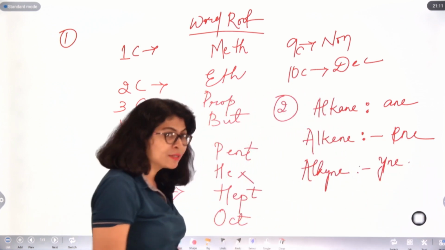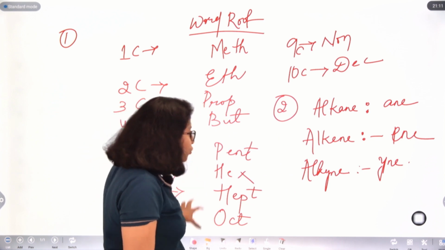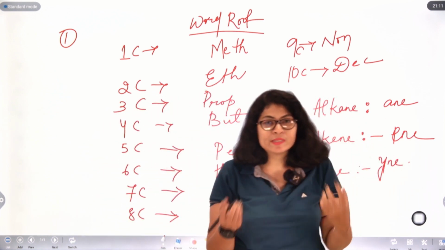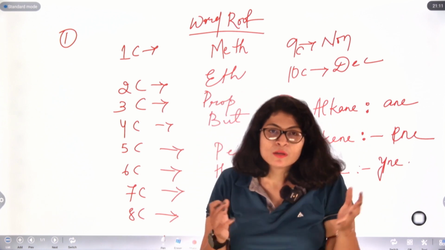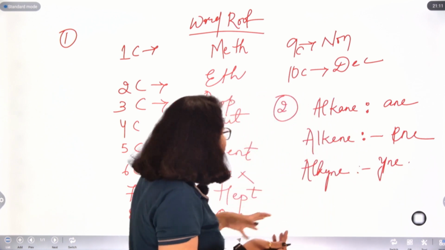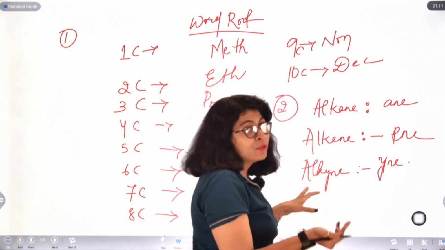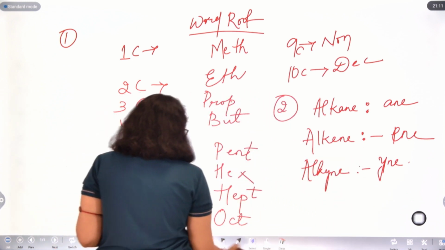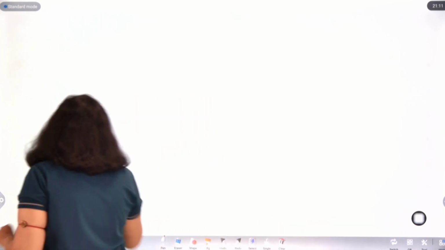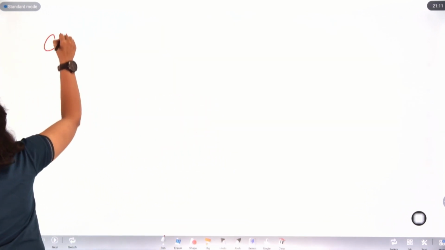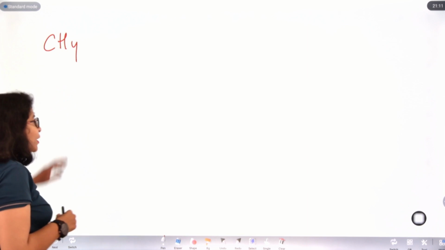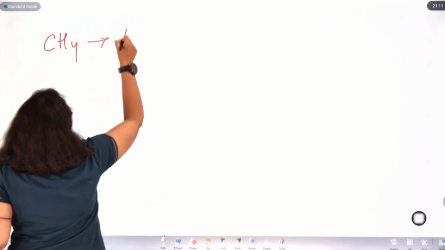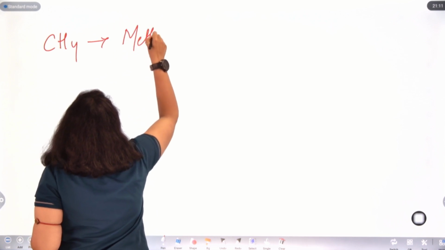These are the suffixes which follow our word root. If we count the number of carbon atoms and combine the suffix and the word root, we will get the name of the organic compound at hand. For example, let us start with a simpler one. I am saying CH4. How many carbon atoms are there? Obviously 1. It is evident. So the word root is meth.